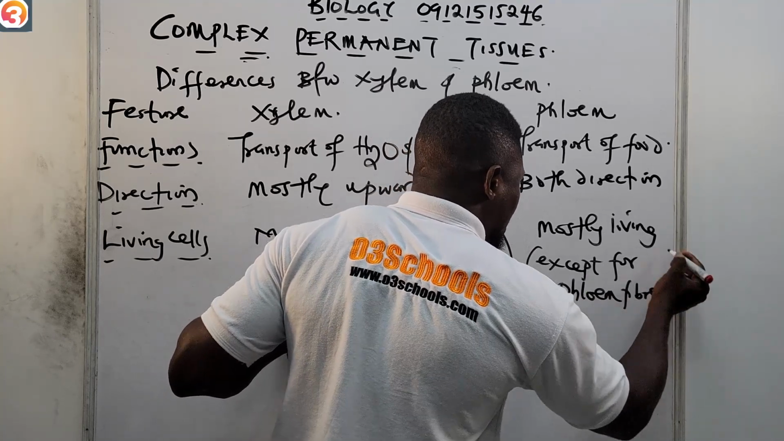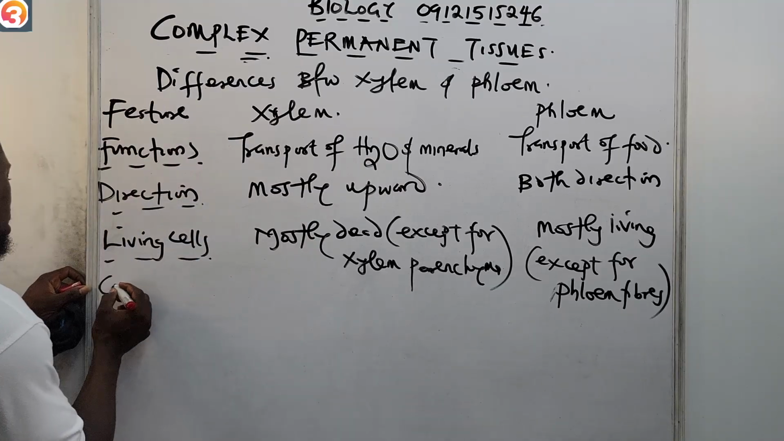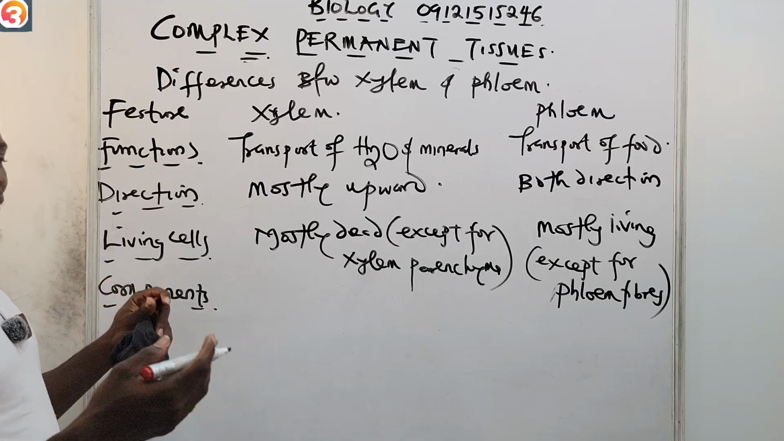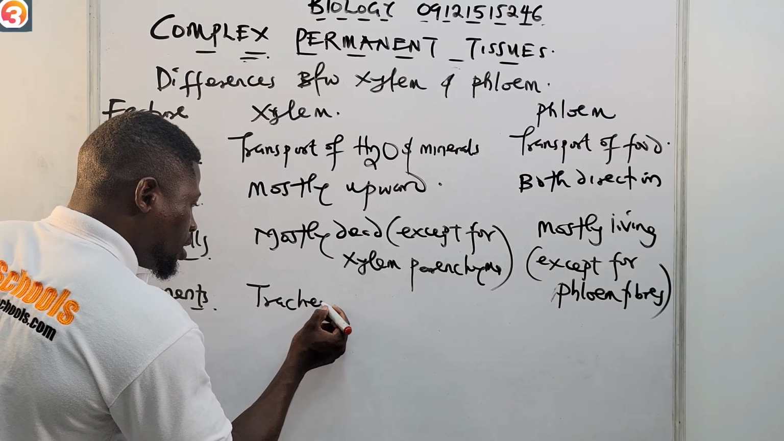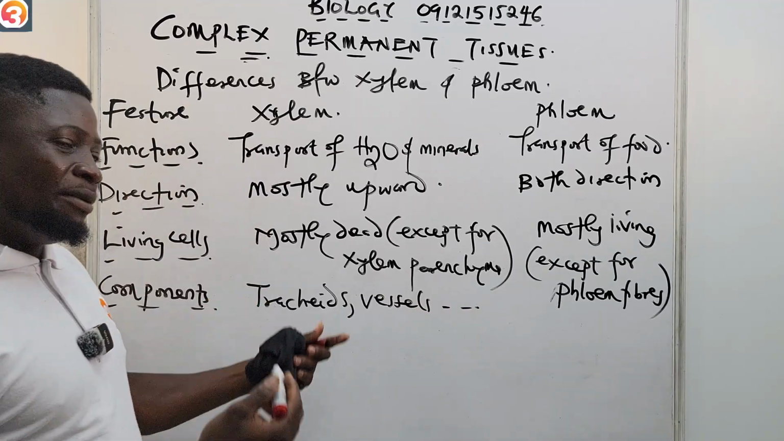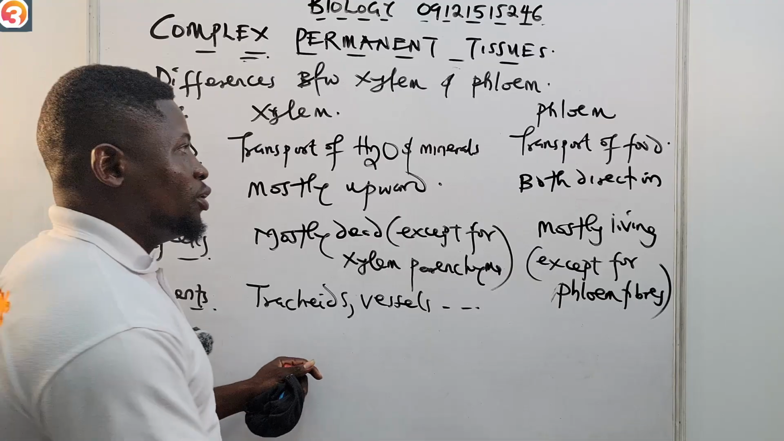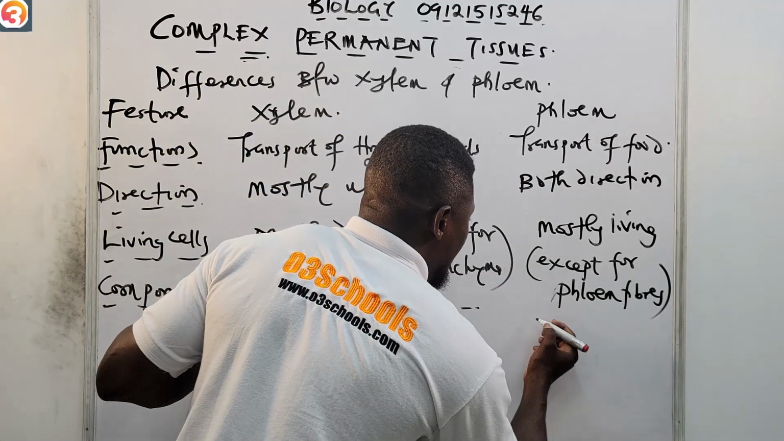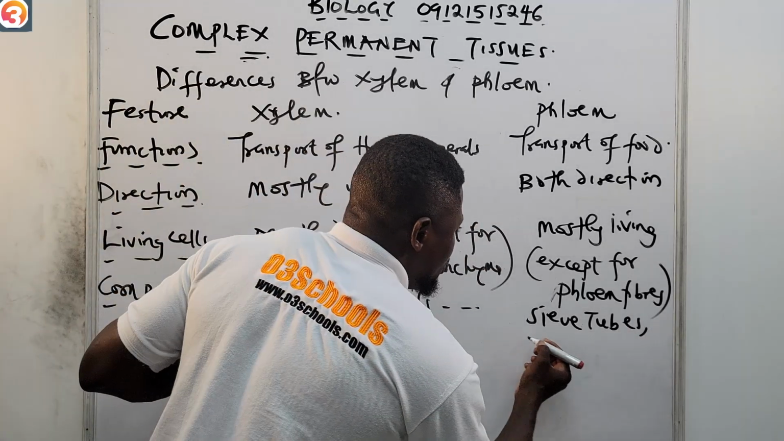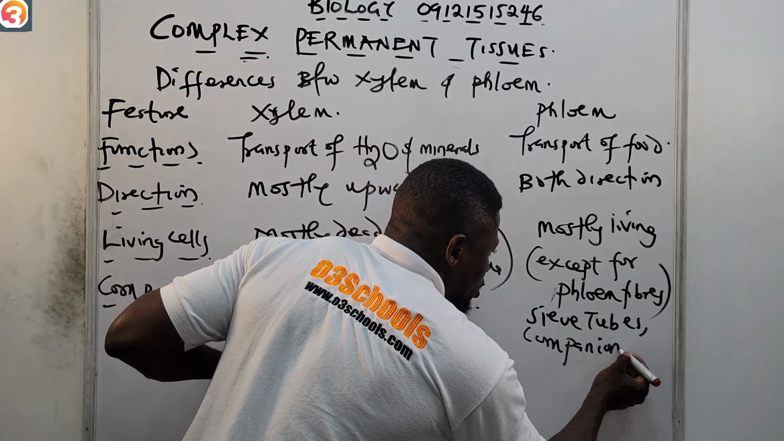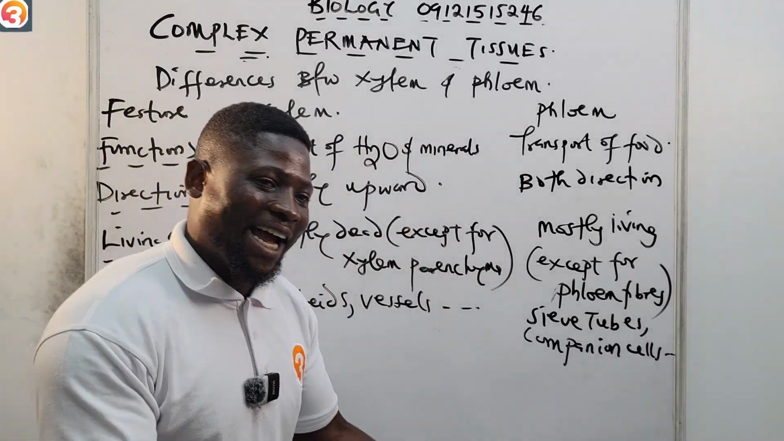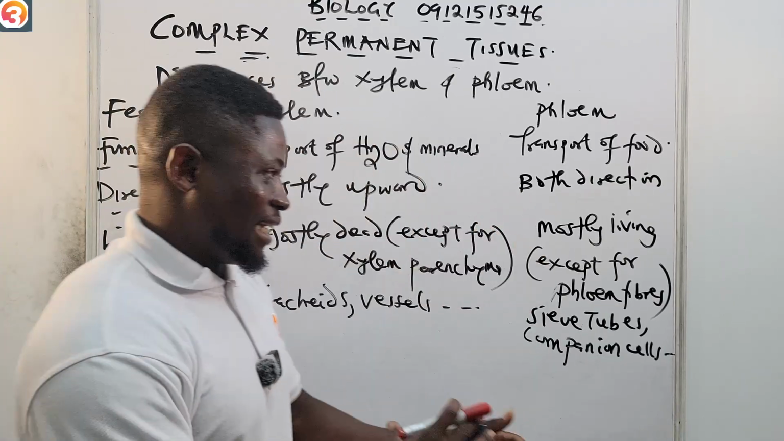Okay, so now components. Let us see components. We know the components of the xylem. Number one, we have the tracheids. Then we have the vessels. You know the other ones now: the xylem parenchyma and the xylem fiber. While for phloem, we have what? The sieve tubes. Then we have the companion cells. We know the main ones: phloem parenchyma and phloem fibers. So that is that.